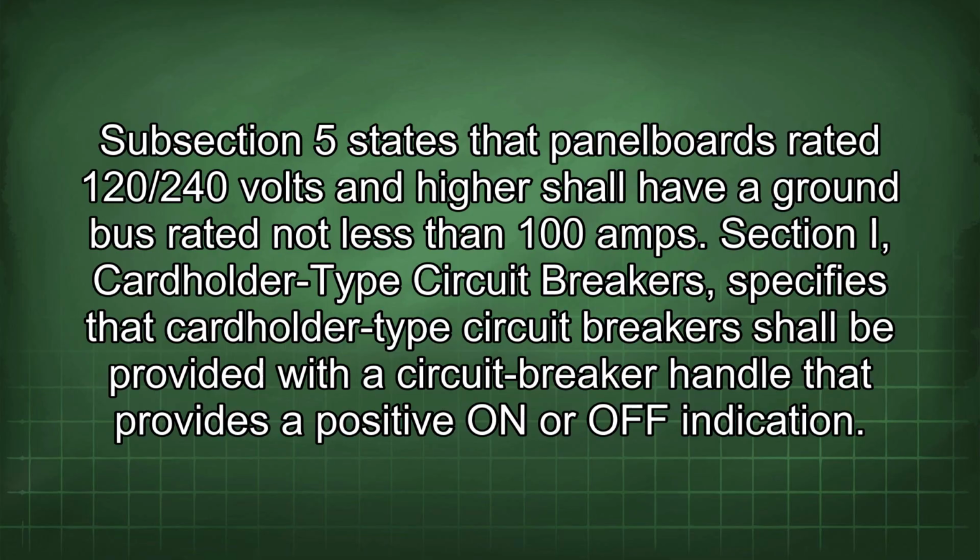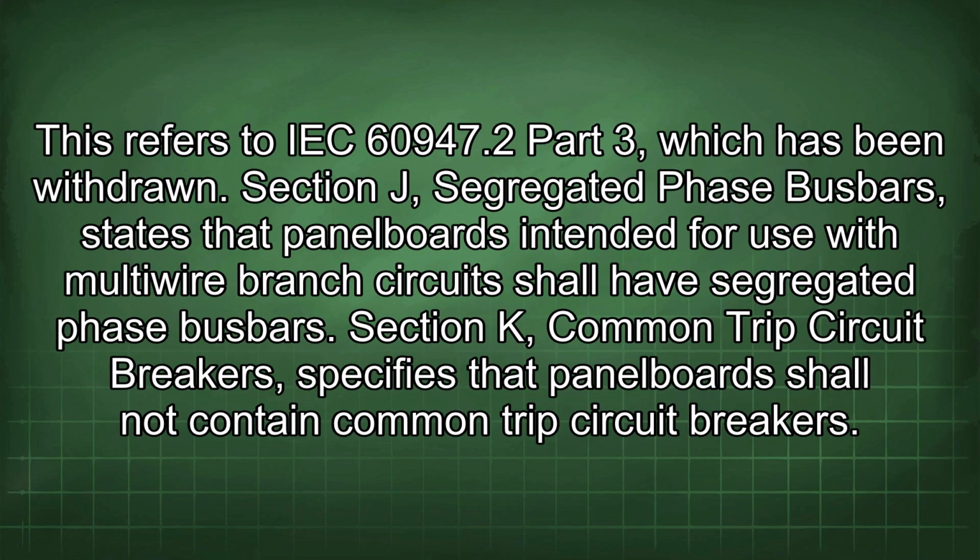Section I, Cardholder Type Circuit Breakers, specifies that cardholder type circuit breakers shall be provided with a circuit breaker handle that provides a positive ON or OFF indication. This refers to IEC 60947.2 Part 3, which has been withdrawn. Section J, Segregated Phase Busbars, states that panelboards intended for use with multi-wire branch circuits shall have segregated phase busbars. Section K, Common Trip Circuit Breakers, specifies that panelboards shall not contain common trip circuit breakers.